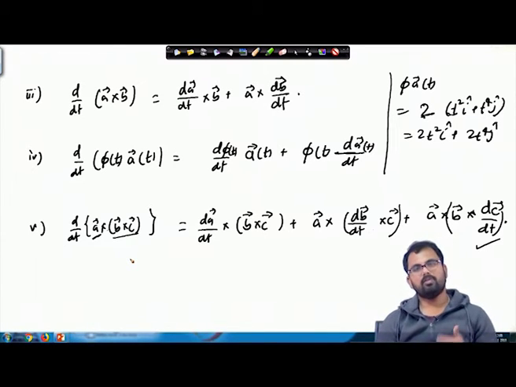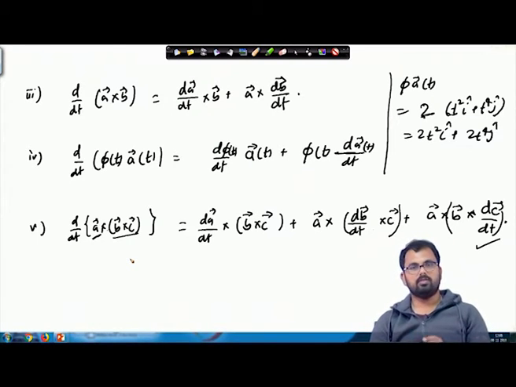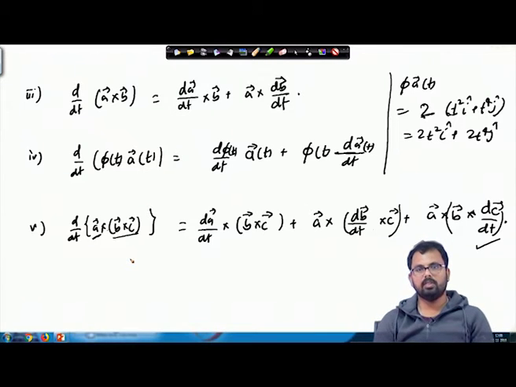There are several other formulas for derivatives of vector functions. You can look into any textbook and find all sorts of formulas, and interested readers can consult any vector calculus book for more formulas.